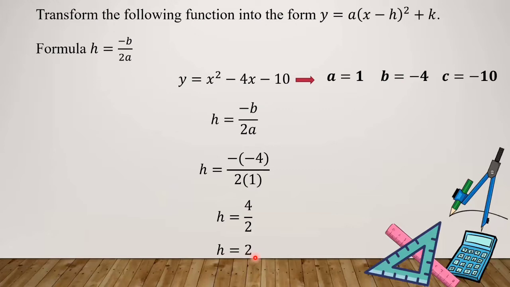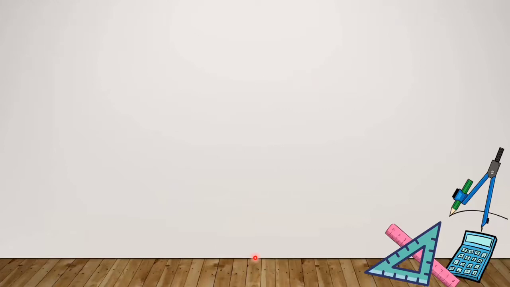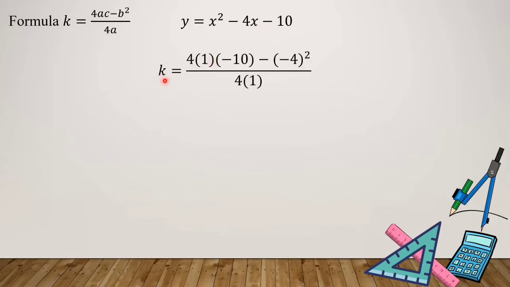The next is we find the value of k. So in finding the value of k, we use the formula k is equal to 4ac minus b squared over 4a. So since the equation is y is equal to x squared minus 4x minus 10, again, we substitute the values of a, which is 1, the value of b, which is negative 4, then the value of c, which is negative 10. So it will become k is equal to 4 multiplied by 1 times negative 10 minus negative 4 squared over 4 multiplied by 1.